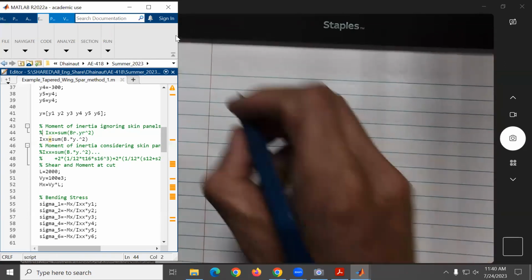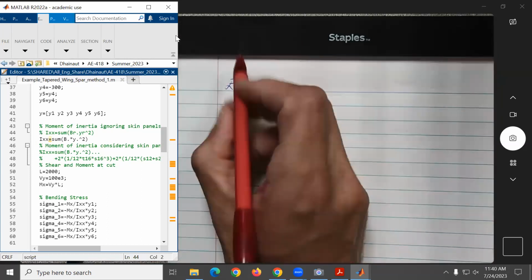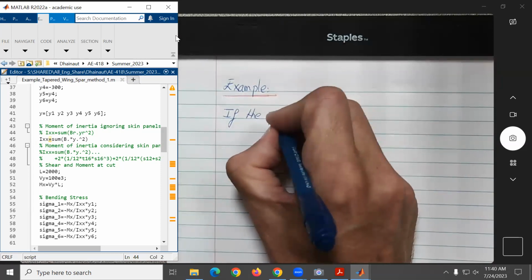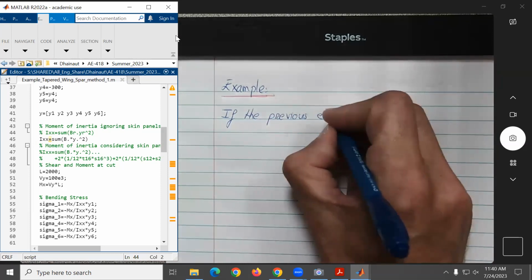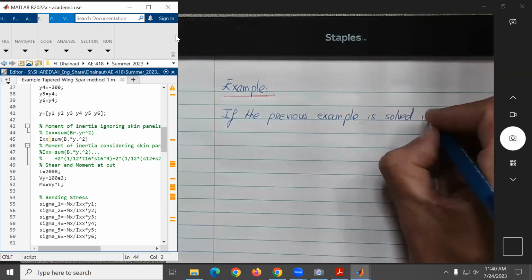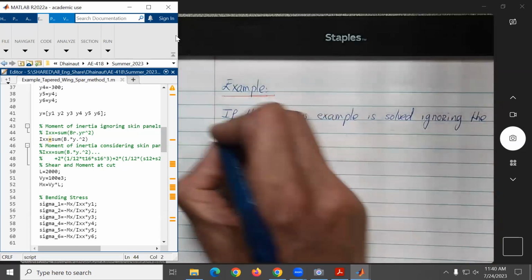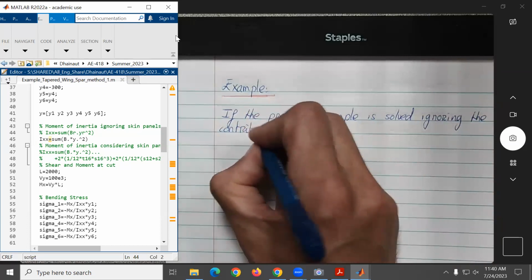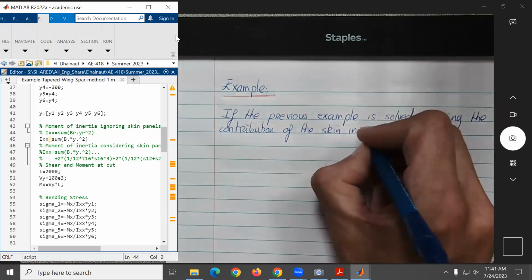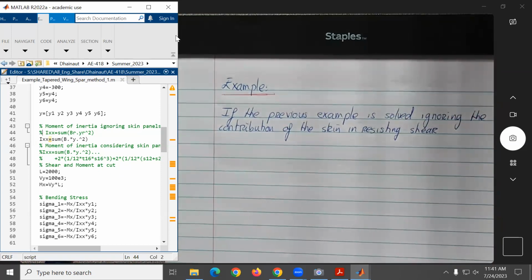Okay, so example over here. If the previous example is solved ignoring the contribution of the panels of the skin, let's say, in resisting shear, which basically is case 1.